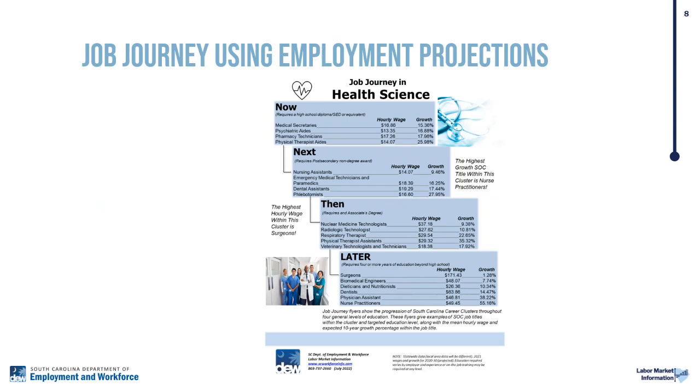So one of our other products that we use projections on is what we call a job journey. So this shows the progression of occupations in a career field by the level of education. So this career ladder shows the hourly wage as well as the projected 10-year growth of an occupation. This information can help students plan a career with positions at various educational levels that may meet their goals, highlighting again the current wages and the growth potential.